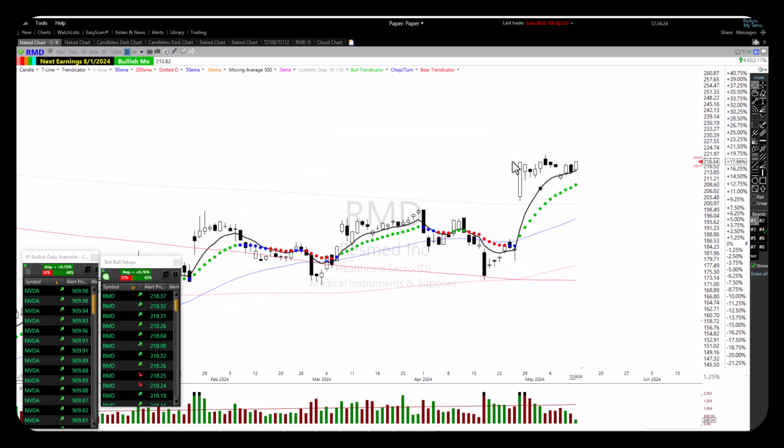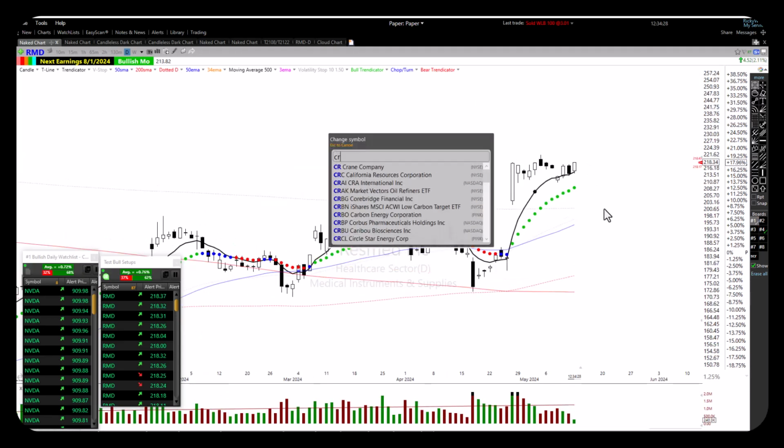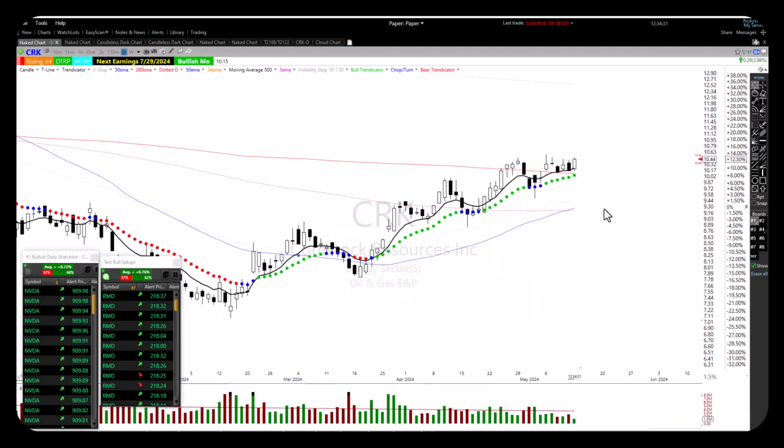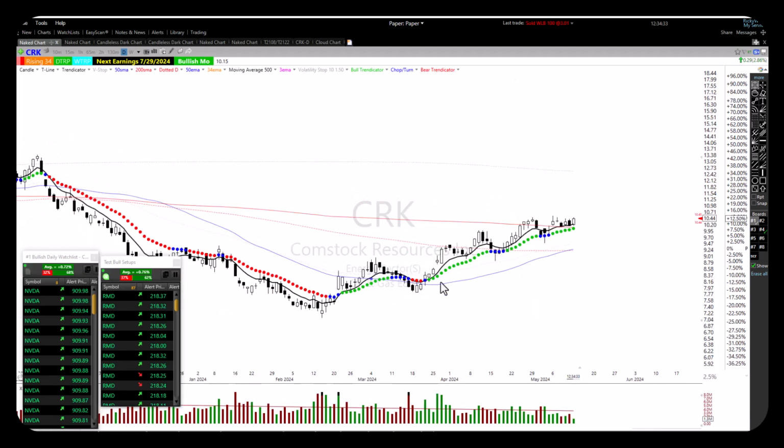Look at RMD here. RMD is looking really good. CRK. CRK is looking terrific, David. Look at that trend.